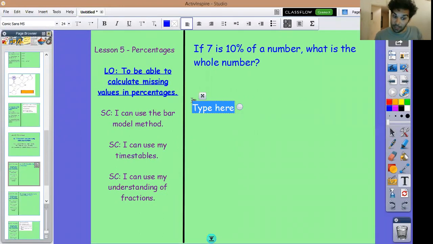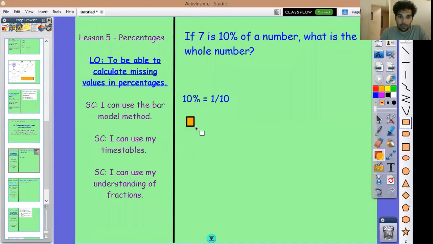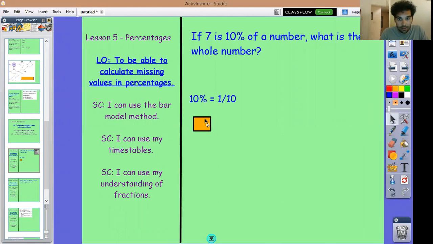Now, I know, based on the bubble method that I did before, and what we've learned already, that 10% is the same as 1/10. So if I was doing my bar model methods, because 10% is 1/10, it's out of 10, I'm going to draw 10 boxes. Each of these boxes is going to represent 10%. I'm just going to pause it here and have it all ready for you.